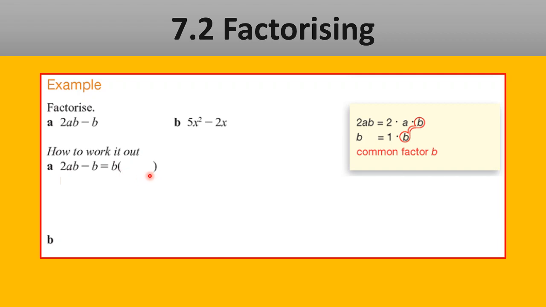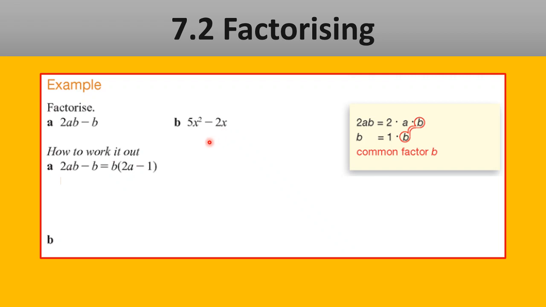What do I write inside of the brackets? Well, what I have left. Here I have left 2a, and here I have left 1. So now I write down b in front, and inside the brackets 2a minus 1. Why minus? Well, because there was a minus here. If it was plus b, then I would have plus 1 here. Okay? Let's try it with 5x squared minus 2x.